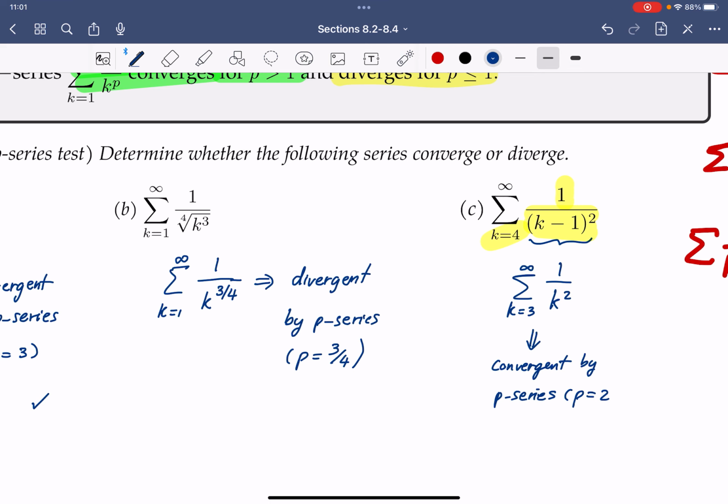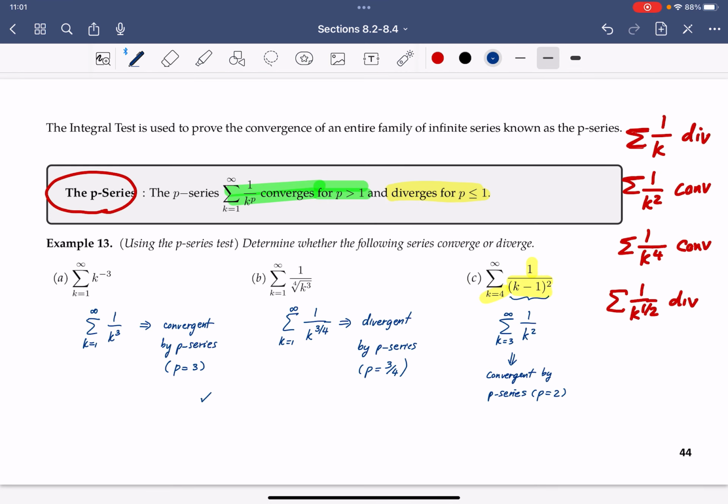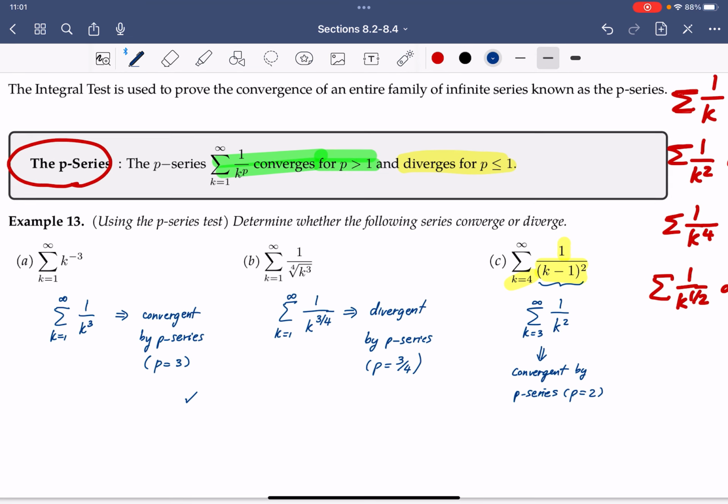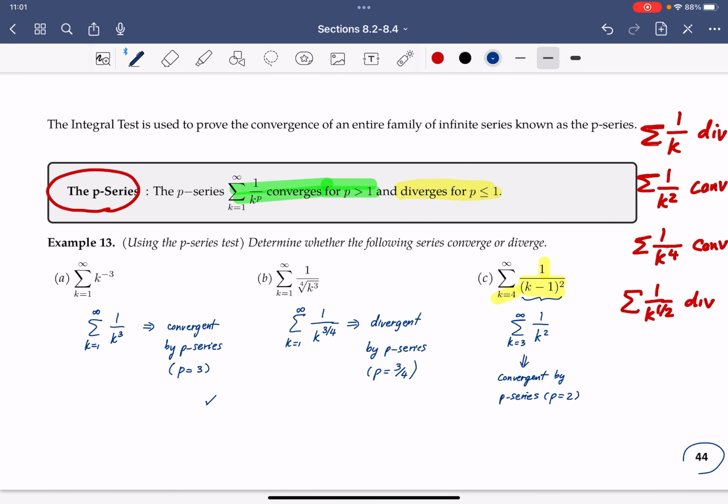P equal to 2. Okay. And that is the end of this handout at page 44. P series, the one that you can conclude the divergent and convergent pattern easily by looking at the value of P here.